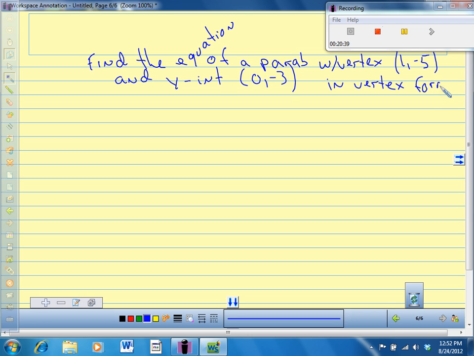In vertex form, it's kind of hard for me to write from this side. So what you do is you start with the general form of a parabola in vertex form, y equals a times x minus h squared plus k. And then you plug in this vertex, 1, -5. So y equals a times x minus 1 squared minus 5. Everyone sees that?